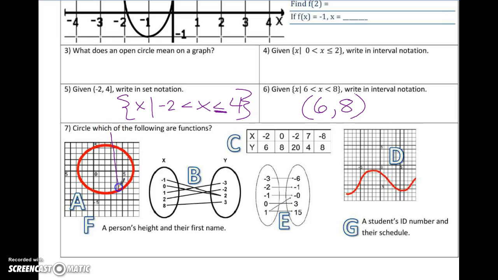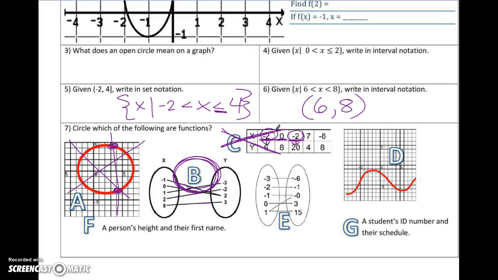Circle which of the following are functions. Well, if I do my vertical line, I hit more than one point, and that's not okay. You can't be at two places at once. So A is out. B, there's only one arrow coming off of every single number, so B is a yes. C, we look at the x values, and right here we see two of them match up, and their outputs are different numbers. So that's not good news.